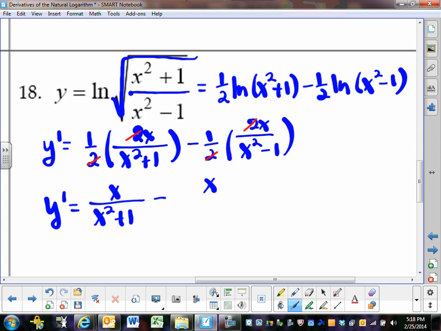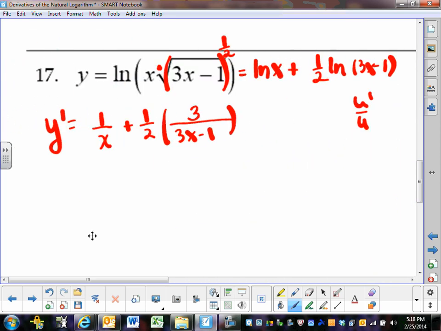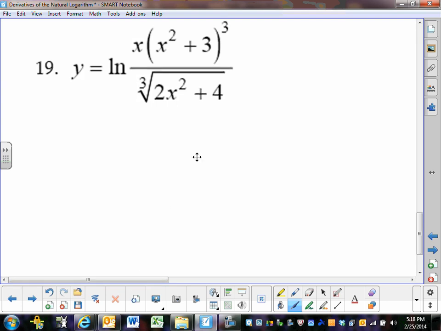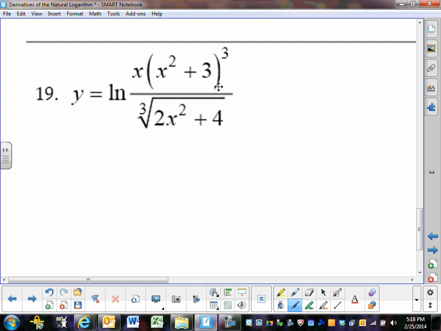So for the next question, this time we have a quotient. So that means our natural log is going to be subtracted. But both parts have the half power. So it's 1 half natural log of x squared plus 1 minus 1 half the natural log of x squared minus 1.